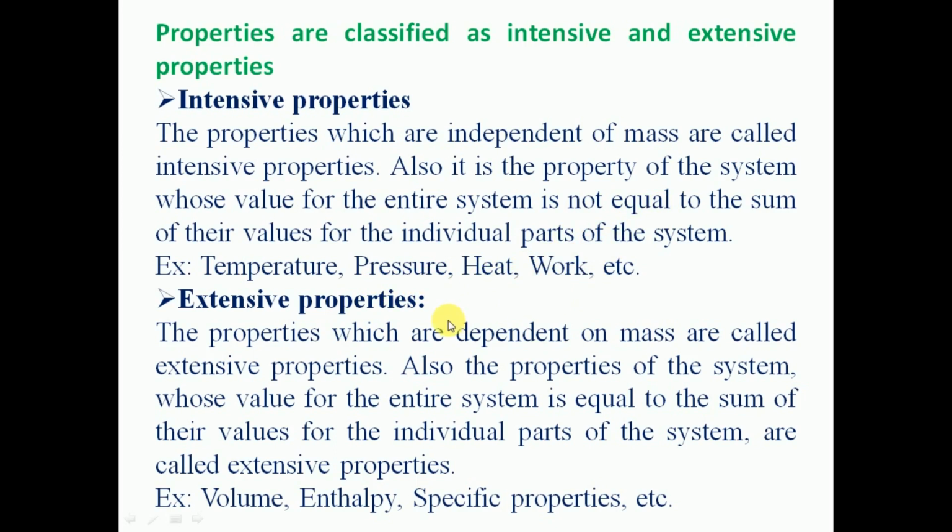Extensive properties are those which are dependent on the mass. The properties dependent on the mass are called extensive properties. Also, the properties of the system whose value for the entire system is equal to the sum of their values for individual parts of the system are called extensive properties. Here, these properties for the separate parts of the system can be added to have the total property, like volume, enthalpy, specific properties, etc.